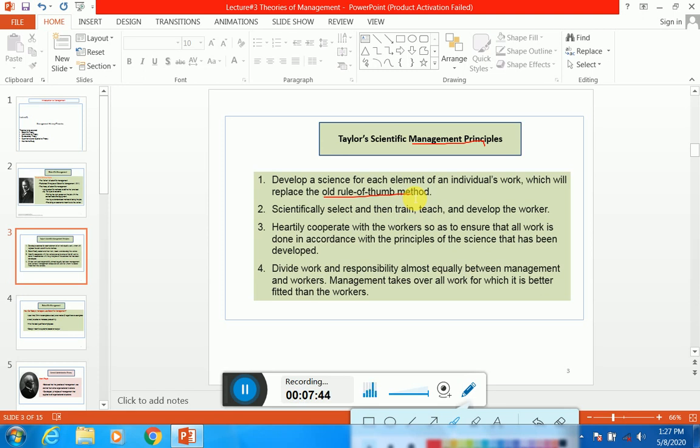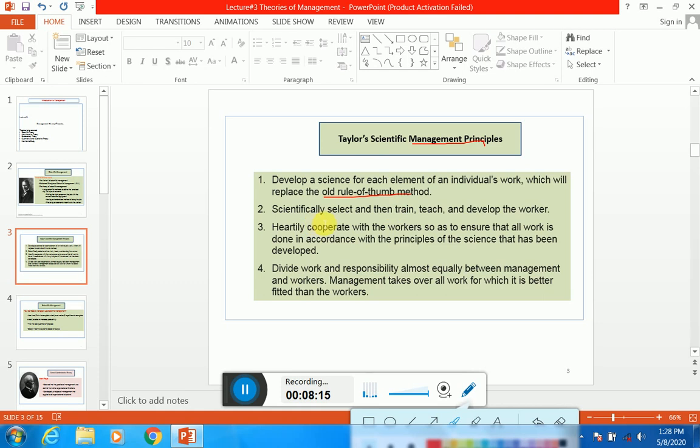For example, an employee used to manually write things on a register. Taylor's way was to replace the old system with a scientific, electronic system, for example an updated system, and use it. So that was the first development, the first principle: remove the old rule of thumb method. It means use the new technology, new updated methods, and clear out the old traditional methods.